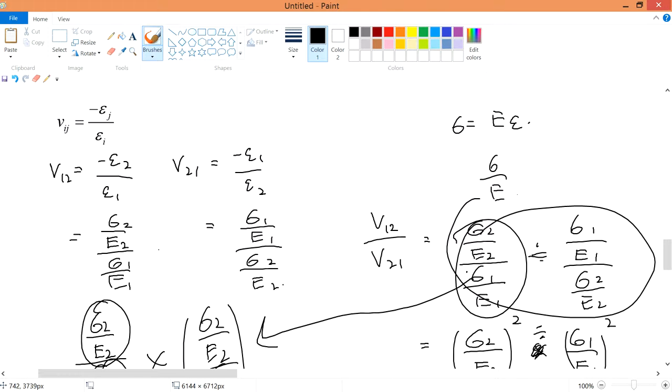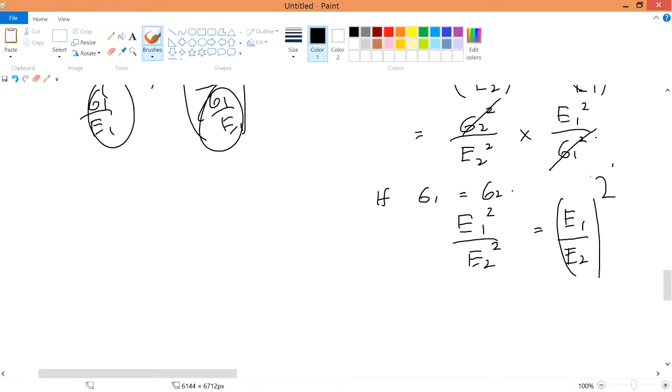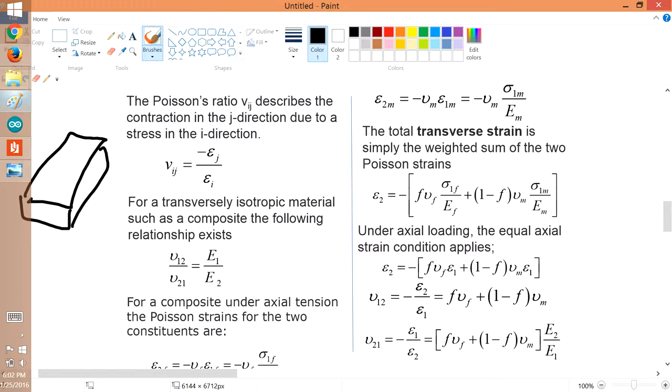As you can see, we have derived from V12 to V21 all the way to E1 divided by E2 squared. The square, I don't know where it went, ends up becoming like that. But at least you see the system that is coming in.